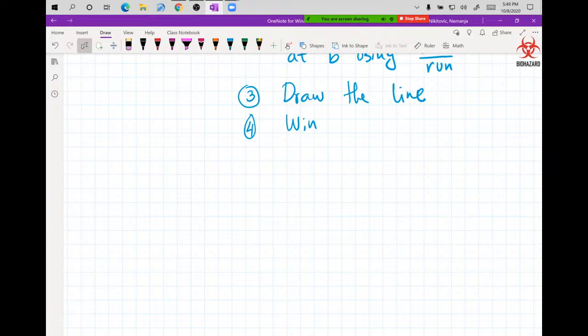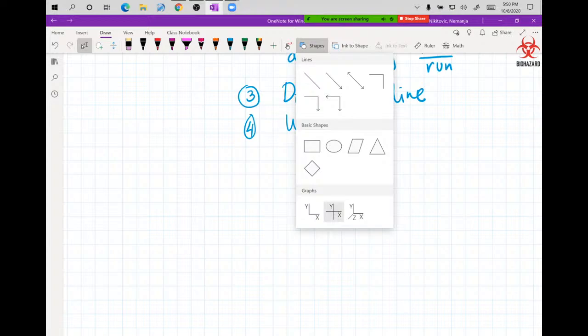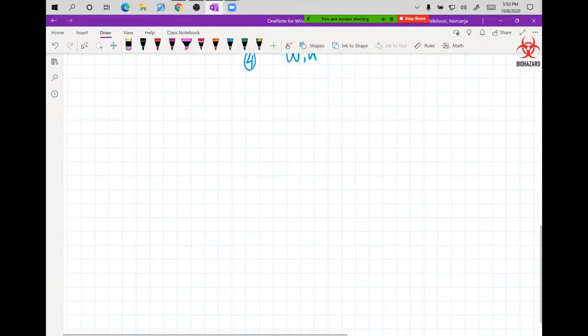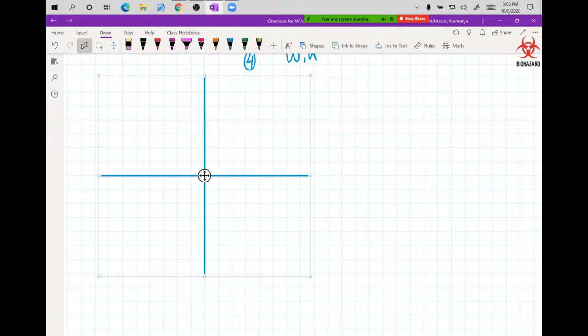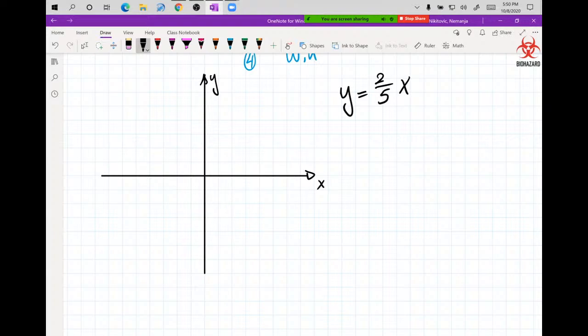All right, so let's take a look at a couple more examples of the same procedure, same thing. Here we go. So we have our x and y, and the equation we want to graph is y equals, let's say, 2/5 x plus 2.